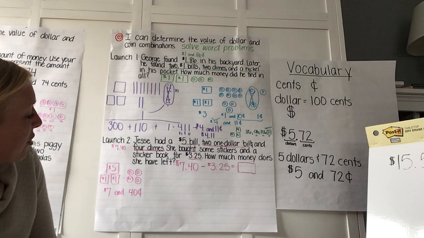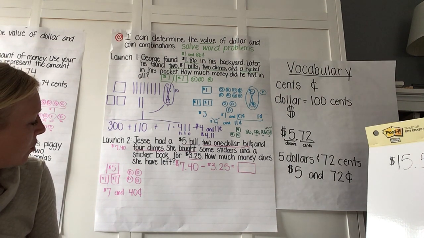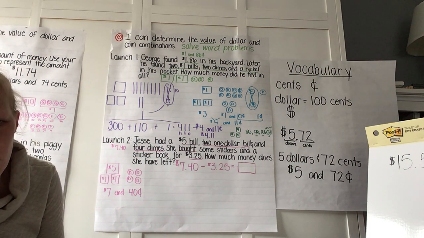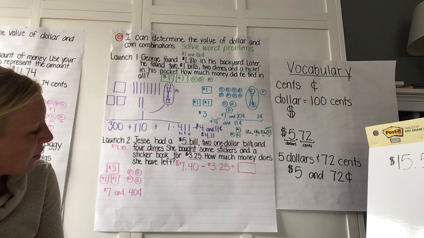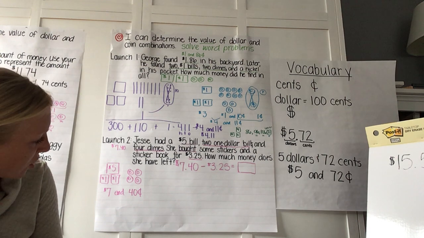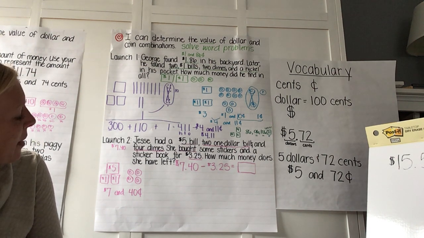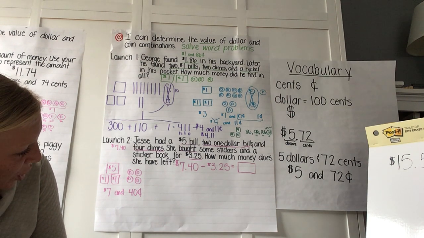Where is the $7.40 in your work? Why did you break up that dime? How did that make it easier to subtract? Okay, and so what did you do? What did you do next? Took away your dollars, and then what did you do? And how much did you have left over? And where do you see that in your work?